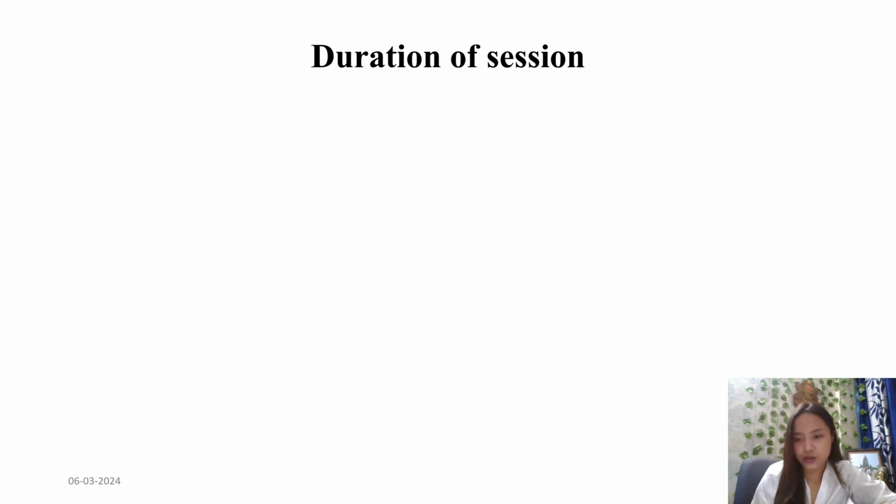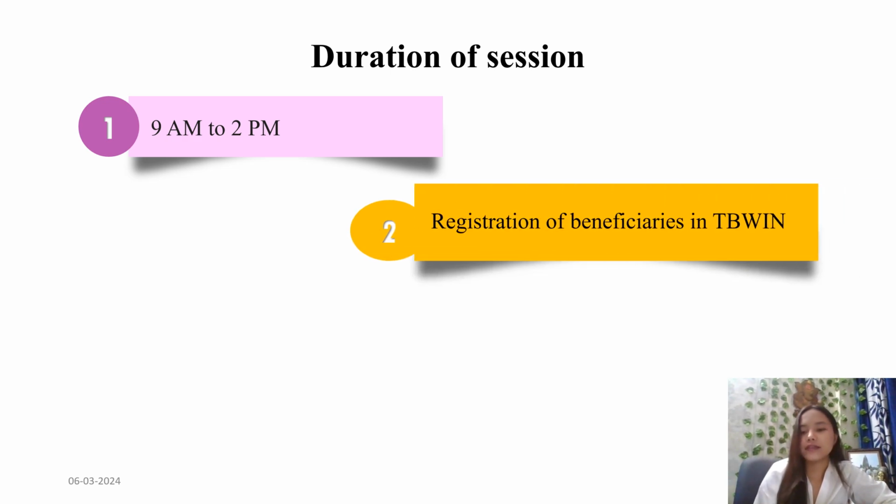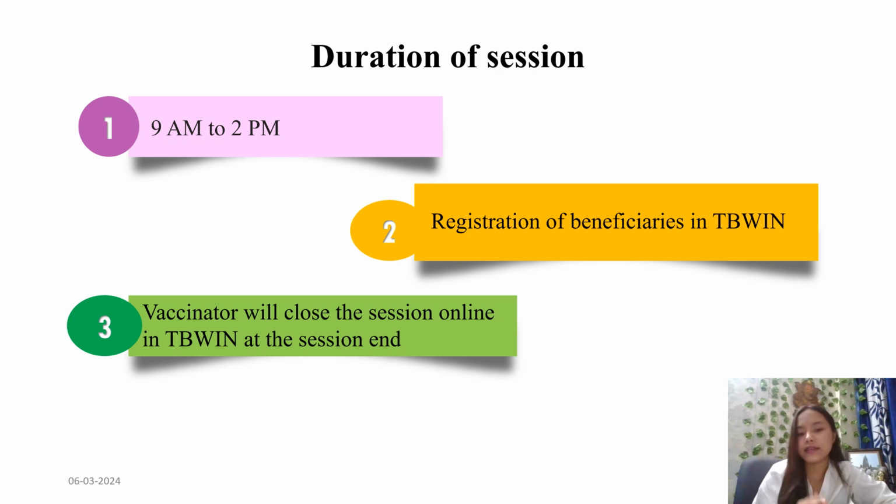So, what will be the duration of the session? The duration of the session will be from 9 a.m. to 2 p.m., but the timings are flexible and subject to local requirements. Initially at the session site, the registration of the beneficiaries will be done in the TBWin portal. Also, the consent will be taken from the beneficiaries by the ASHA, Anganwadi worker, TB champion or link worker. Later, at the end of the session, the vaccinator will close the session online in the TBWin portal.